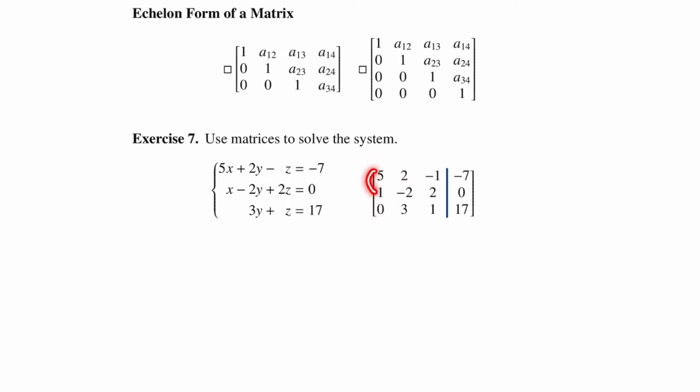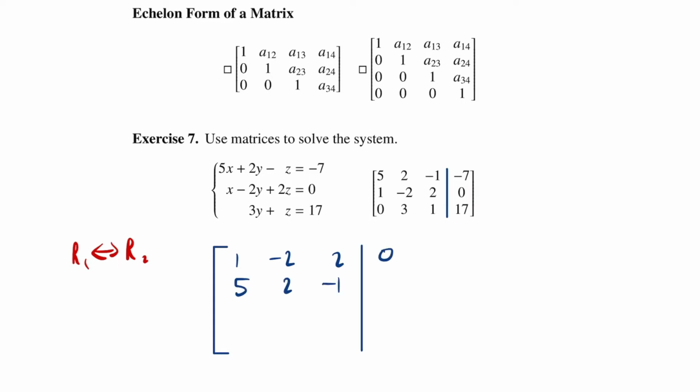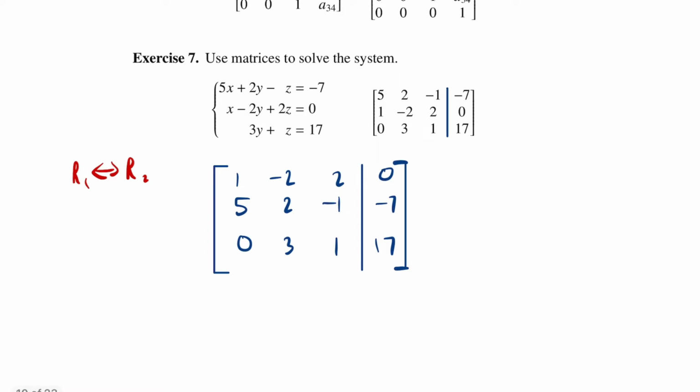We need to get this to be a 1, 0, 0. So what I'm going to do is interchange these rows because I want 1 to be in the top left corner. So I'm going to do row 1, interchange row 2. So that's going to change the matrix and make it look like this. We got 1, negative 2, 2, 0, 5, 2, negative 1, negative 7, 0, 3, 1, 17. All right, so there it is.